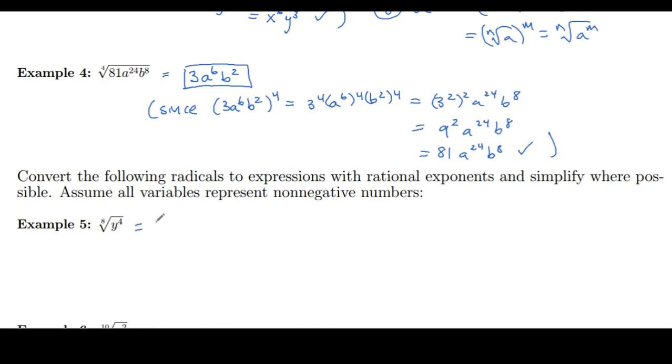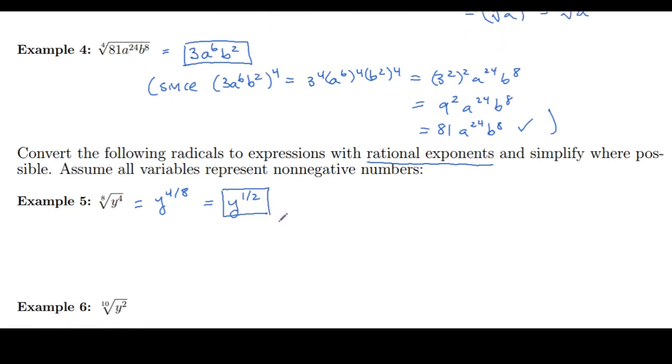So do you see that this is y to the 4th? The numerator of the fraction that you write will be the power, and the denominator will give you the root. So that'll be 4 over 8. And we should reduce this. Since 4 divided by 8 is actually 1/2, we should write that as 1/2. Okay, so convert the radicals to expressions with rational exponents. We want our answer in the end to be a rational exponent and simplified. So that would be our answer, even though this is actually equivalent to the square root of y.